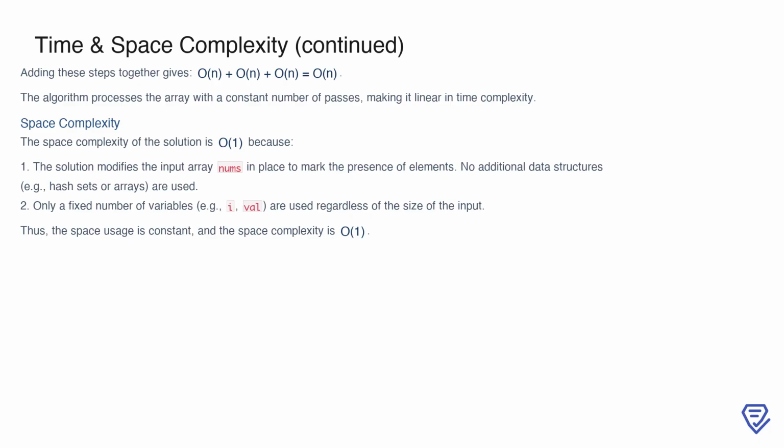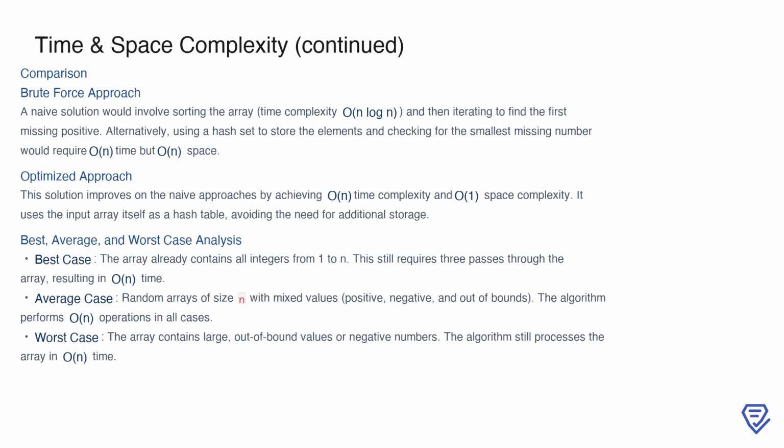Let's compare this optimized approach to the brute force solutions. A naive method might involve sorting the array first, which has a time complexity of O(n log n), followed by a linear scan to find the missing number. Alternatively, using a hash set to store the elements and check for the smallest missing number would achieve O(n) time but at the cost of O(n) space. However, our optimized approach improves on both fronts, achieving O(n) time complexity and O(1) space complexity. It does this by leveraging the input array itself as a hash table, avoiding the need for additional storage.